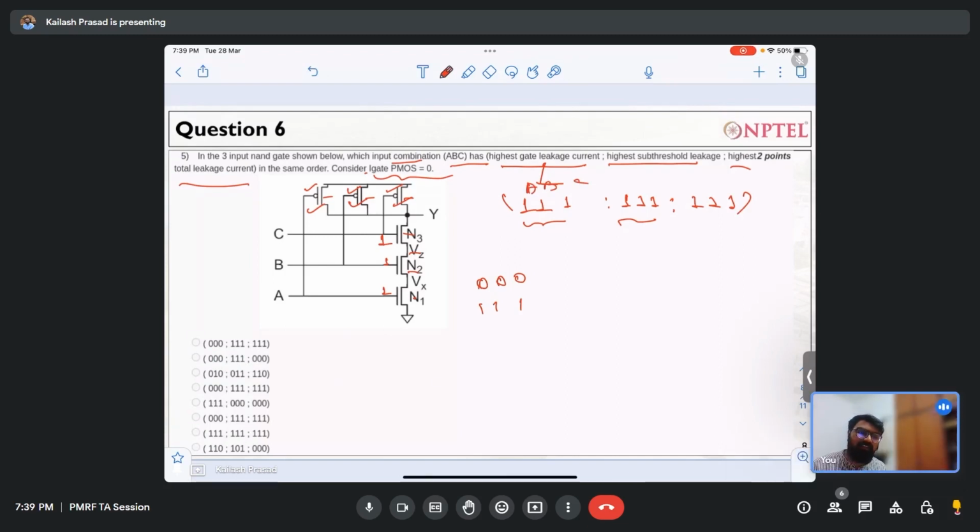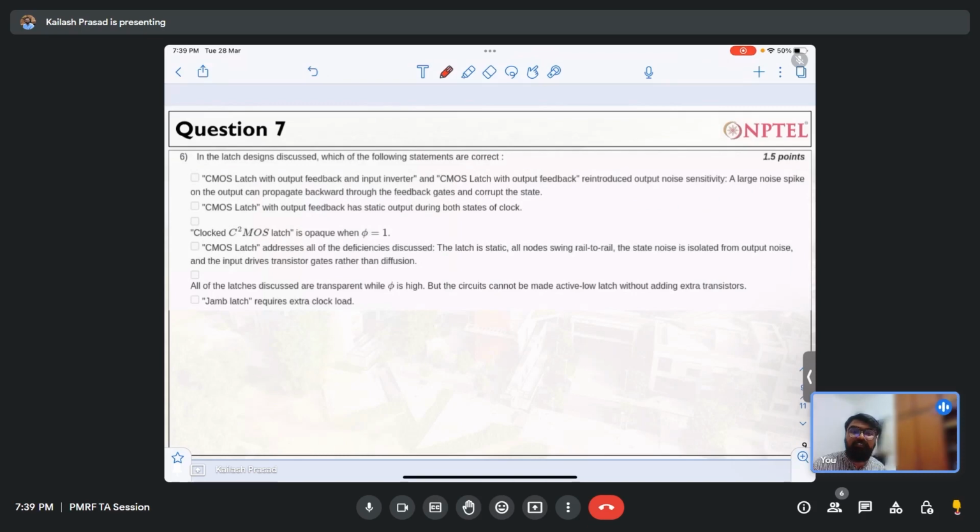I think in your class there was a table given, and if you see that also, you will realize that for 111, your gate leakage, subthreshold leakage and total leakage current will be highest. Okay, so this is question number 6. I think I have a couple more questions. This is question number 7.